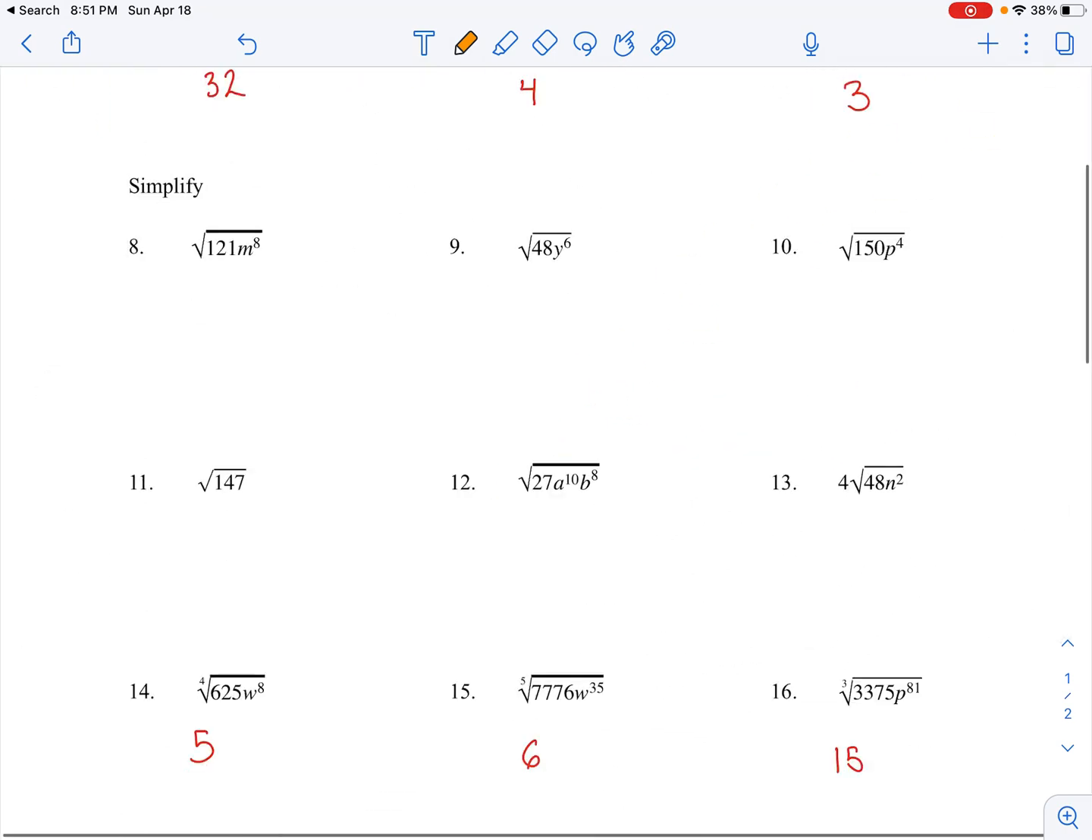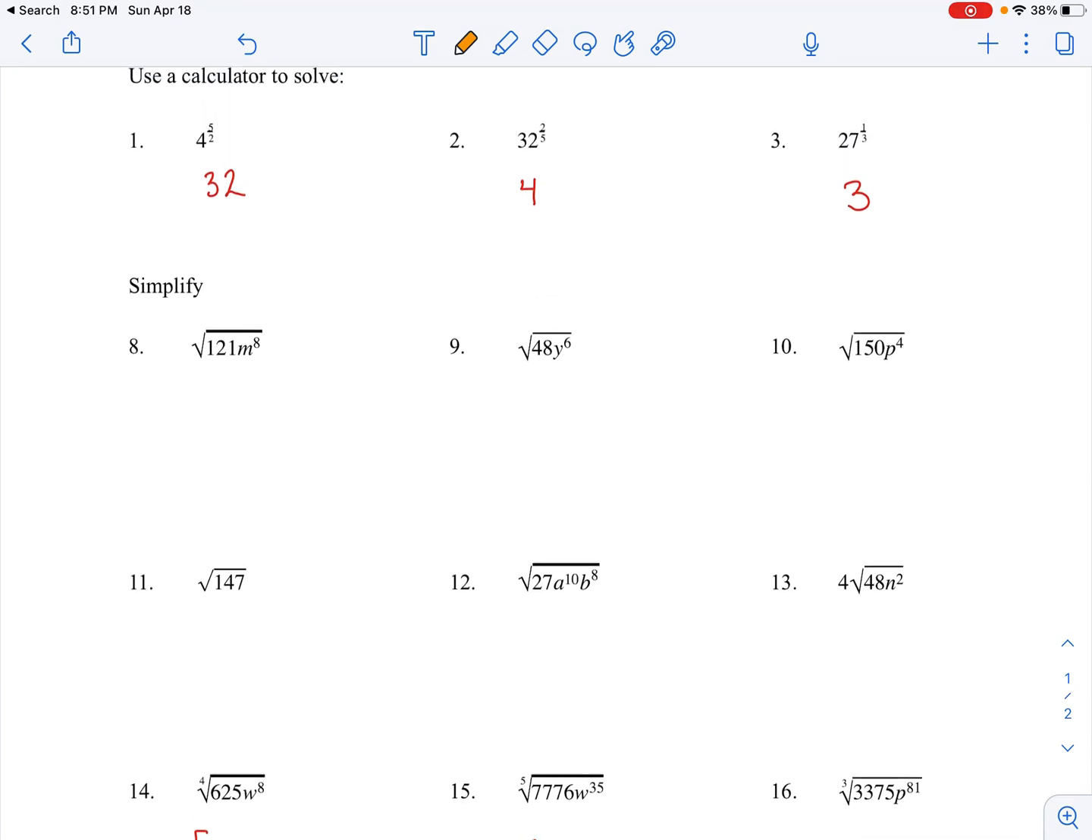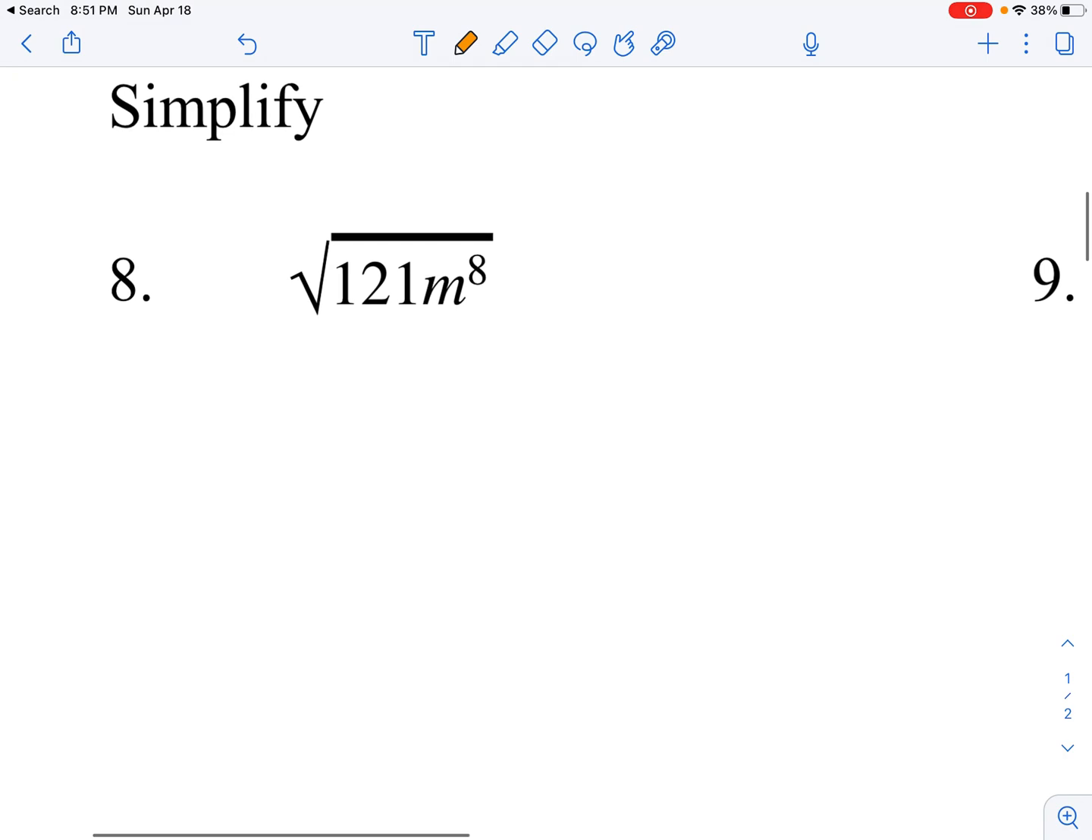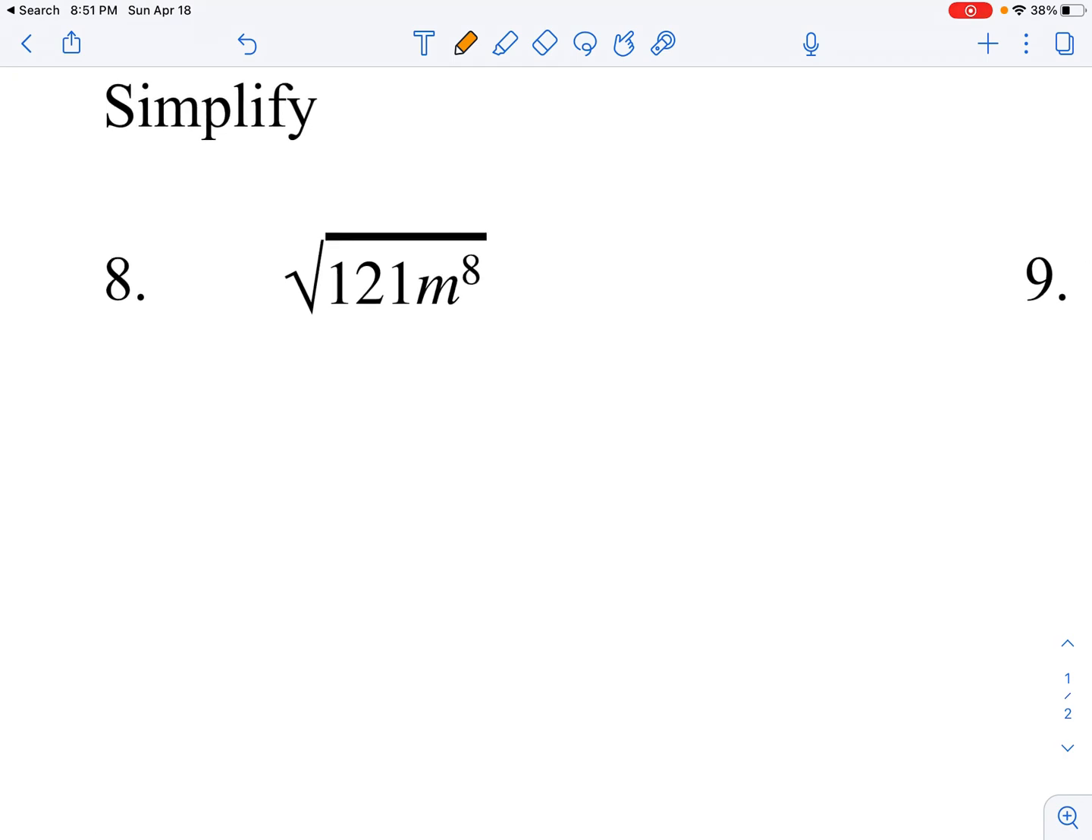Okay, let's move on. I don't know why this is numbered wrong, but it's going to number 8 right away now, so we will start there. It says simplify. Well, if I know my perfect squares, and I'm not going to reference these every single time, so this is why it's important for you to have them written down. But 121 is a perfect square, and it's exactly 11 when you square root it. I meant 11, not 111. So 11 is a perfect square.